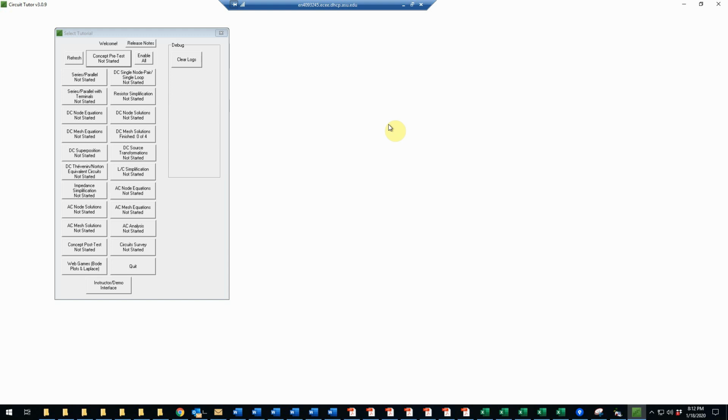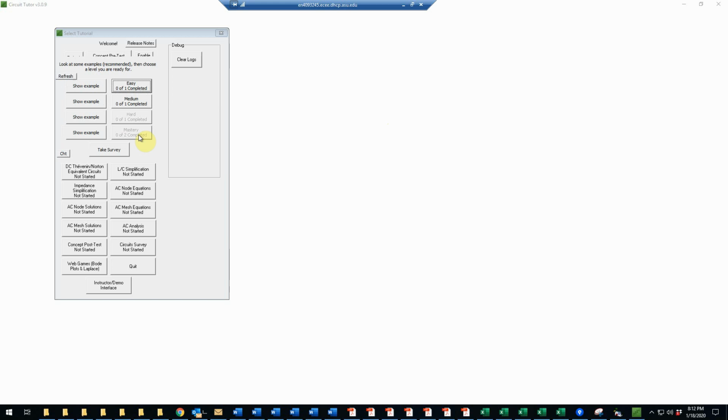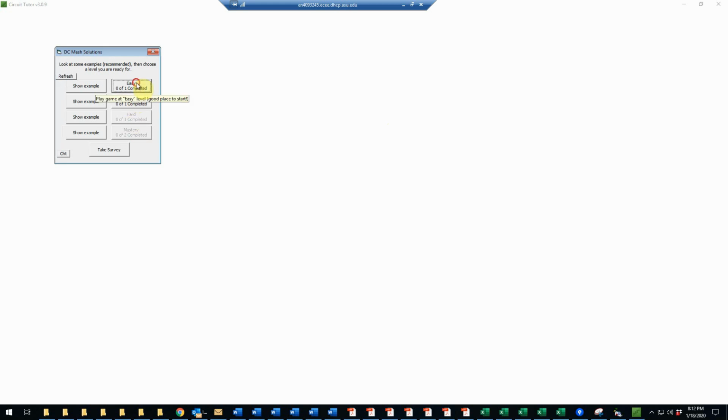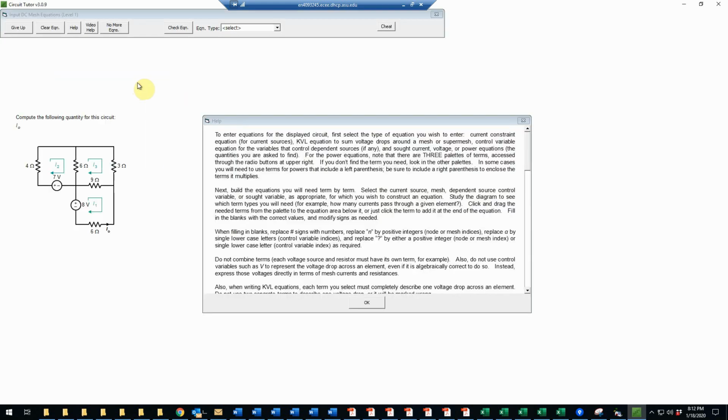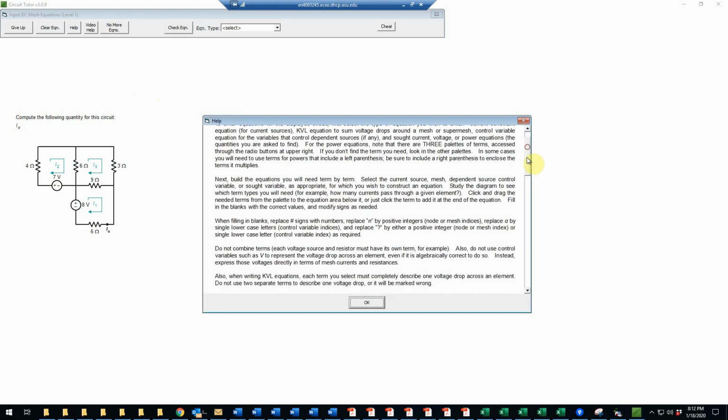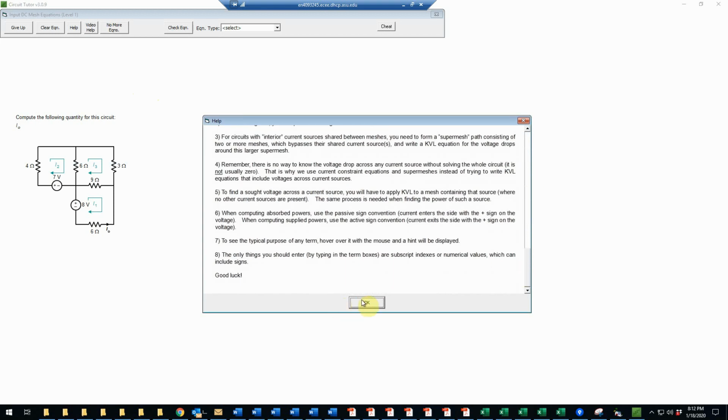This is an example of a DC mesh solutions problem in Circuit Tutor on level 1. Let's go into that tutorial and click on an easy or level 1 problem. Okay, so here are the instructions if you want to review those.